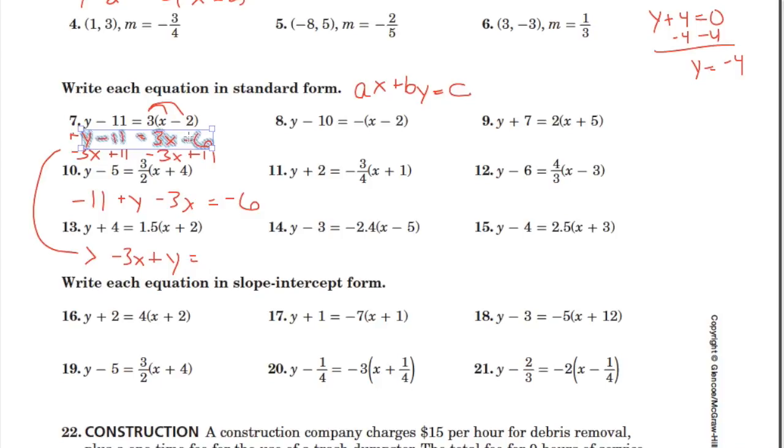And what I have here is a negative 6 plus 11, so that's equal to 5. So there's my equation for number 7 in standard form. Let's try one more of those. Let's go over to number 12.